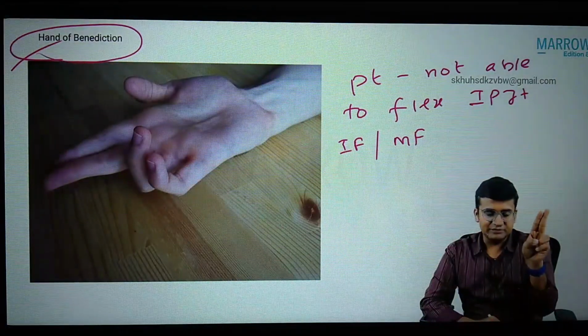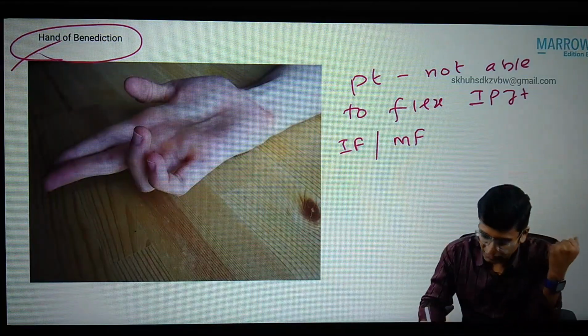The FDP tendon to the index finger and middle finger, the lateral half of FDP, is supplied by the anterior interosseous nerve. So in the case of anterior interosseous nerve injury, the patient is not able to flex the interphalangeal joint of the index finger and middle finger. The patient's hand will be like this, and this deformity is called Benedictine hand deformity.